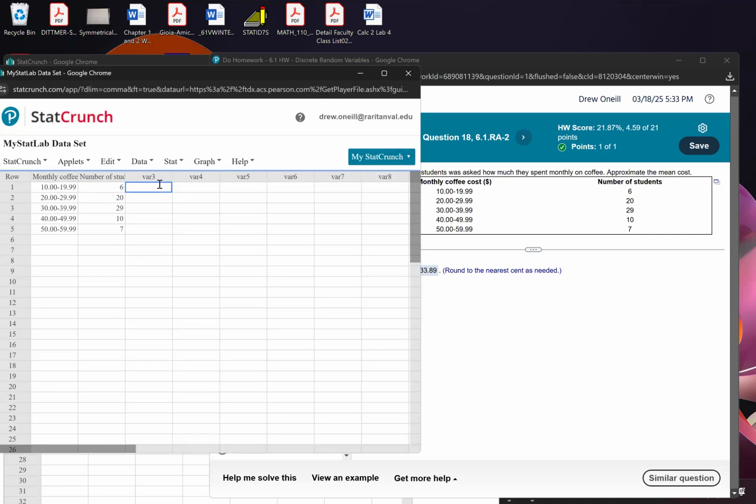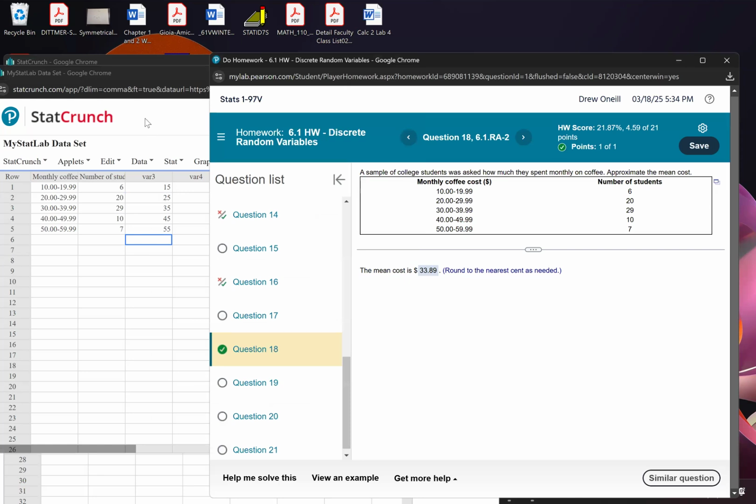So the way to do this with StatCrunch is we actually have to manually enter the midpoints of each interval into a new column. So what's the midpoint between 10 and 20? 15. Midpoint between 20 and 30 is 25. The next ones are 35, 45, and 55. Then to calculate the mean here, we can do exactly what we've been doing.